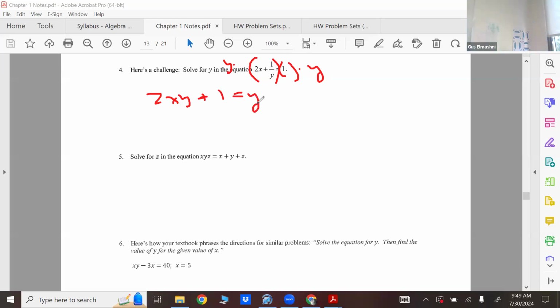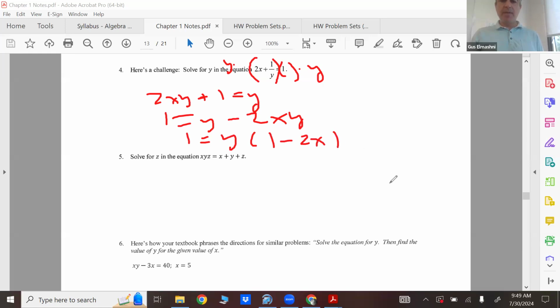Because think about it. If I multiply y to this, that's 2xy. What happens, y can't get 1. And you get just y on this. And then just do what we've done already, right? What we've done already is we've collected the terms on one side, factored it out. That's going to be 1 minus 2x. And then divide by 1 minus 2x.